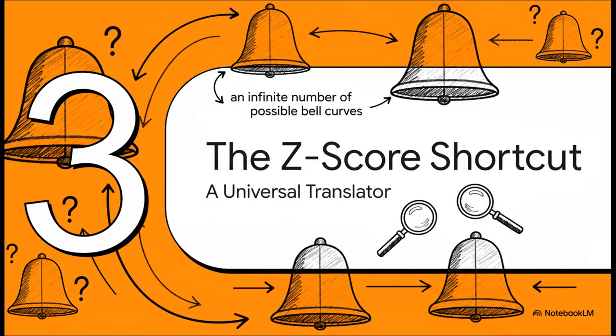Okay, so we've established we have this incredibly powerful tool. But, and you know there's always a but, this power also creates a brand new problem. Since you can have a normal distribution with any mean and any standard deviation, that means there are literally an infinite number of possible bell curves out there. So the big question becomes, how on earth do we compare a value from one of these curves to a value from a completely different one?